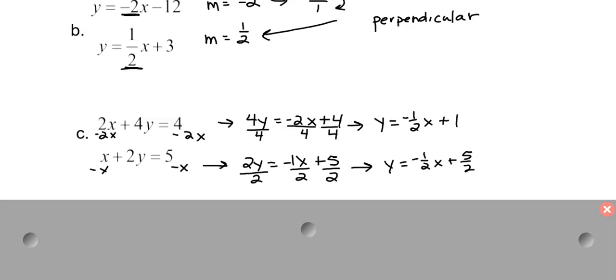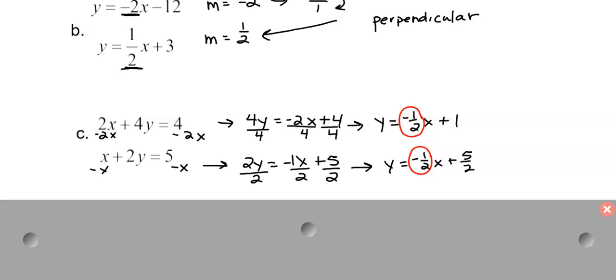All right. So now that we can easily see our slopes, we can identify our slopes. Our first equation has a slope of -1/2. Our second equation also has a slope of -1/2. So right now I know for sure they're parallel.